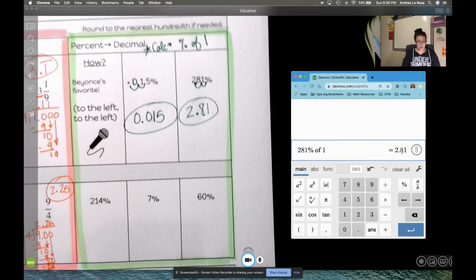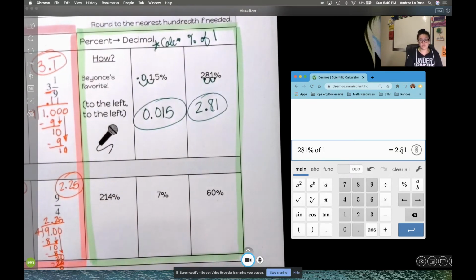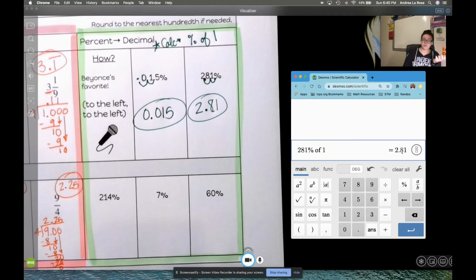So go ahead. Try these next three on your own, either the calculator or the Beyonce trick, whatever makes your heart happy. Try those three for me. Pause the video. When you have your answer, put an X in the chat. Don't type the numbers. We want everybody to have a chance. Type an X in the chat, and then we'll check. Good luck.